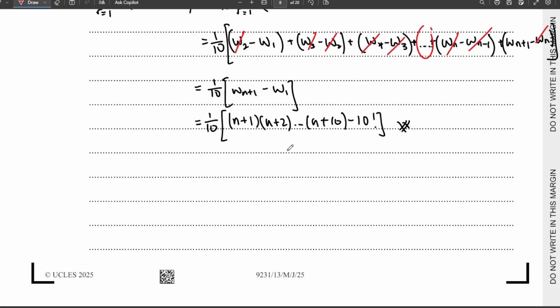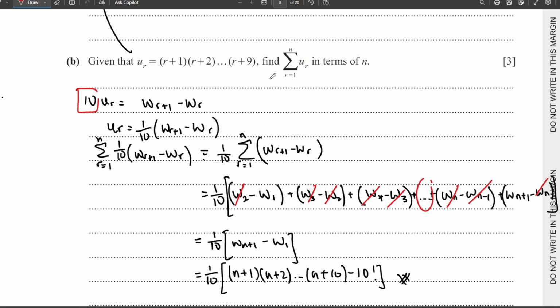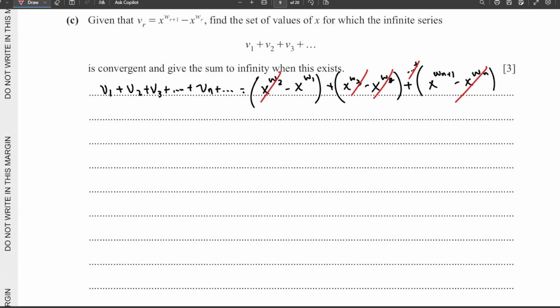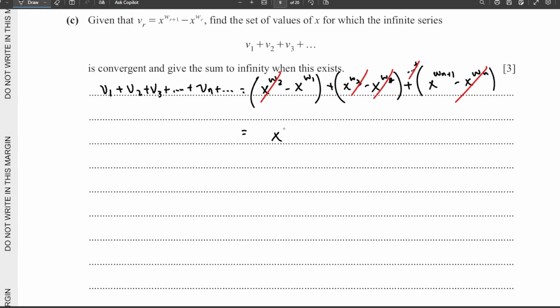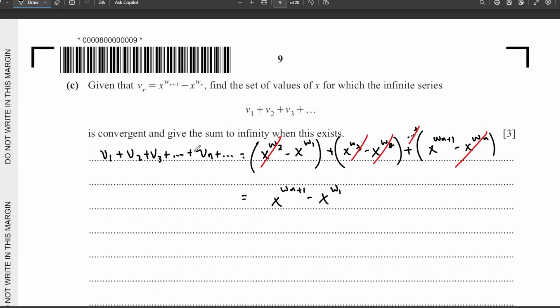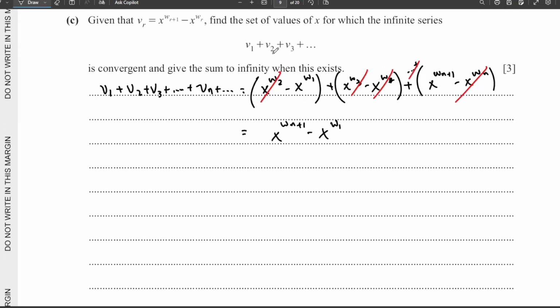So it's very similar to this part B here. In fact, almost the same. It's just now it's raised to the power. Right, so all that is left after the cancellation will be x to the Wn plus 1 minus x to the W1. Okay, and we want to find the sum to infinity. Oh, sorry, we want to first find the set of values of x for which this infinite series is convergent, and give the sum to infinity when this exists.